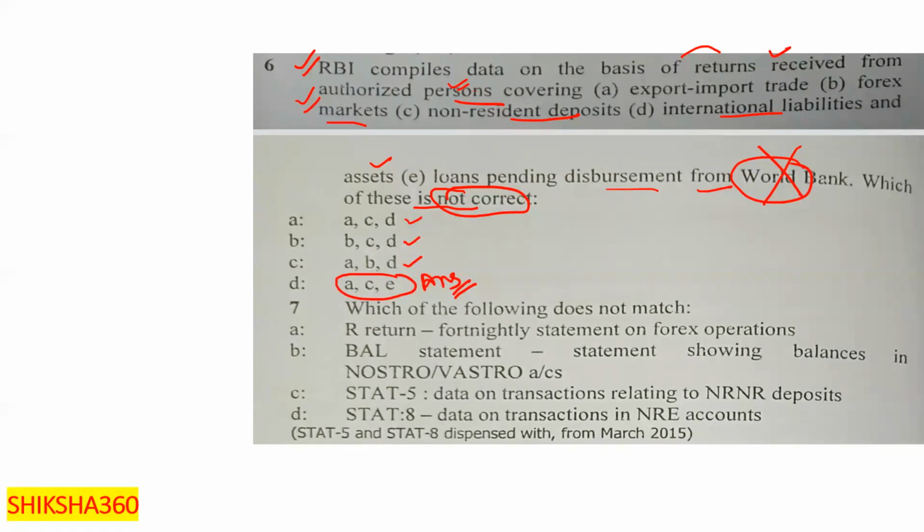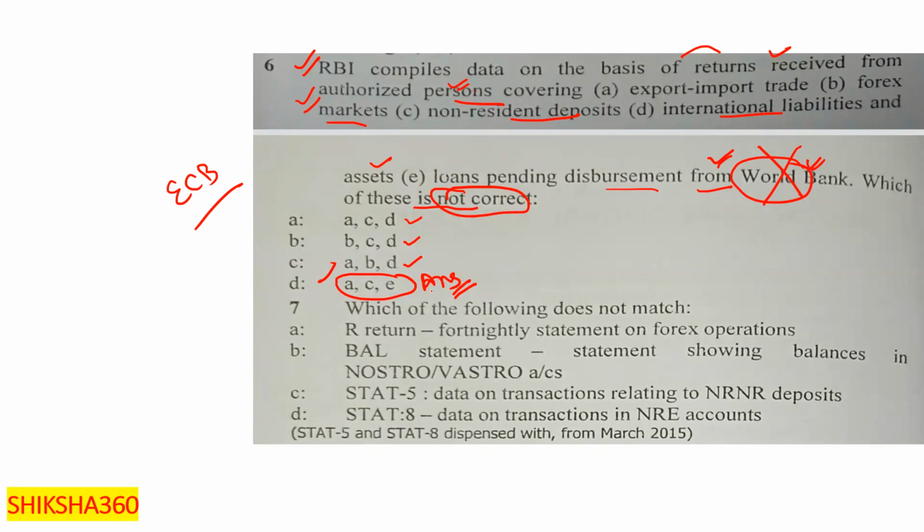That is A, C, E. Option number D is the answer here, because we know that for loans pending disbursement from the World Bank, the RBI does not compile data. They have to compile data on the ECB, external commercial borrowings, but that is not related to the World Bank.